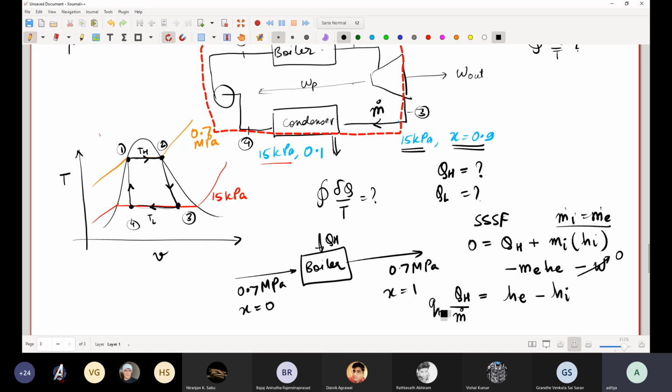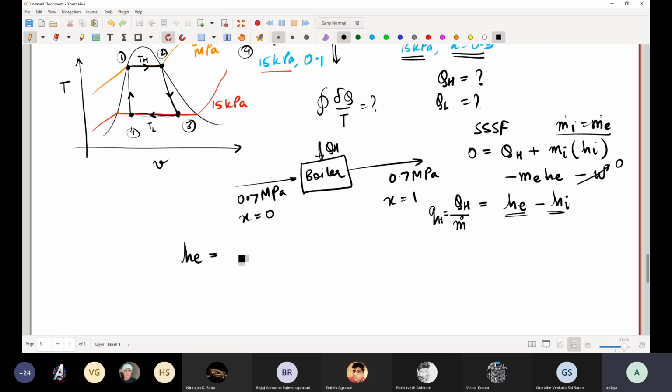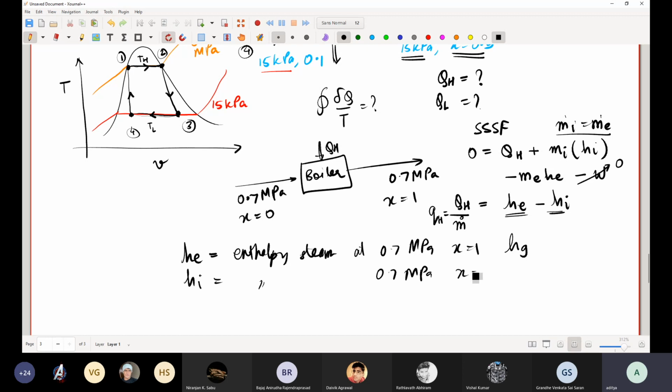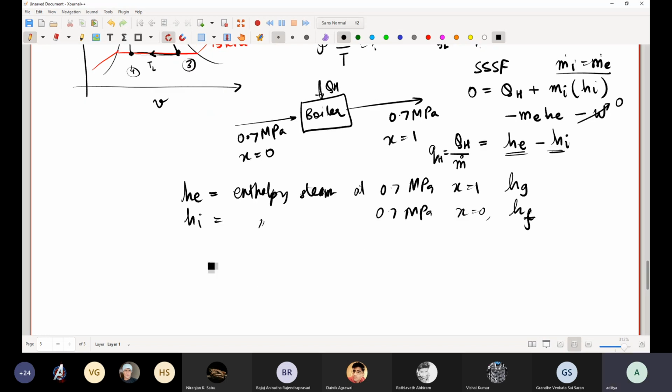And that is obvious. The specific heat added to the system will cause a rise in the enthalpy. So now, how do you find the enthalpy? He would be the enthalpy of steam at 0.7 megapascal, x equal to 1. That is Hg. Hi would be the enthalpy at 0.7 megapascal, x equal to 0, which is the enthalpy of the liquid. So basically the specific heat added to the boiler is H2 minus H1, which is simply HFG at 0.7 megapascal. Please look into the table and tell me what this value is. Steam.